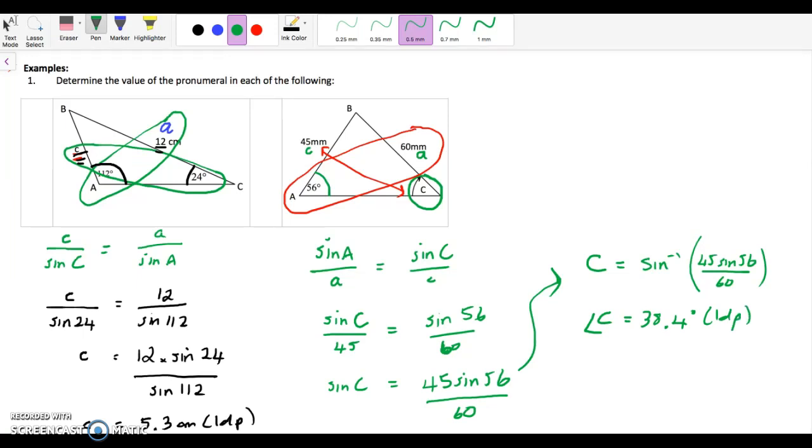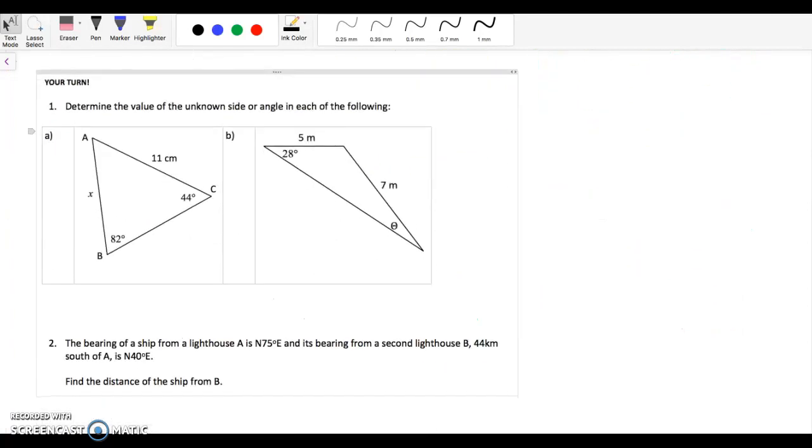Now if we have a look, that should make sense because the 56 degree angle that we've got for angle A should be opposite a slightly larger side because angle C is only 38, which should be opposite a smaller side. So that certainly makes sense. So this is the sine rule, looking at the ratio of the side and angle relationships that we have in any triangle. So now it's your turn.